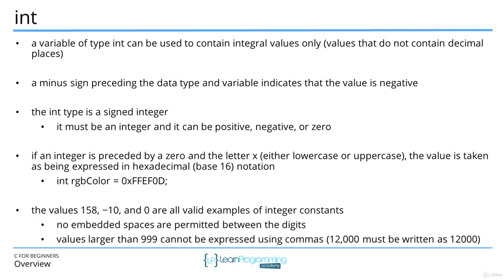The values 158, negative 10, and 0 are all valid examples of constants that you can assign to integer variables. No embedded spaces are permitted between the digits. And if you try to assign a value larger than 999, you can't use commas. So don't try to assign a value to a variable named x like 12,000 with a comma. You have to do 12000.